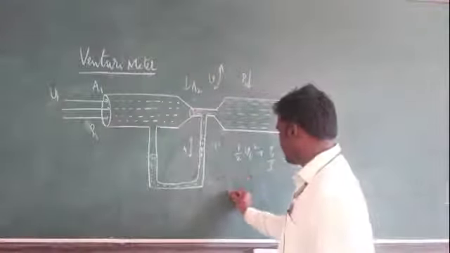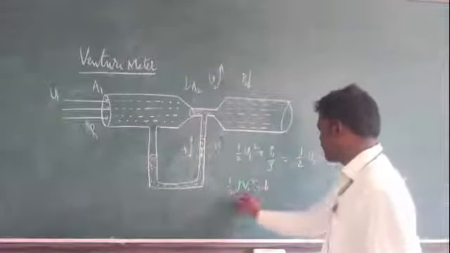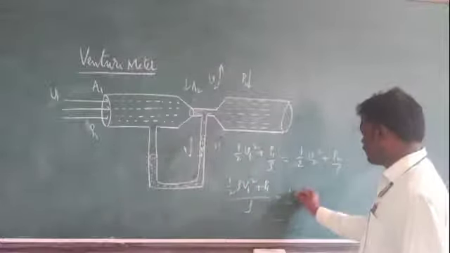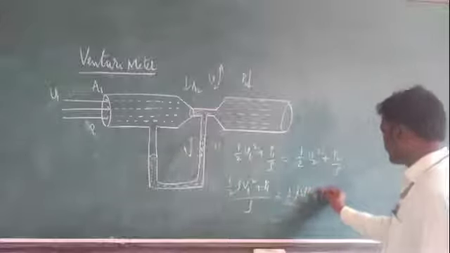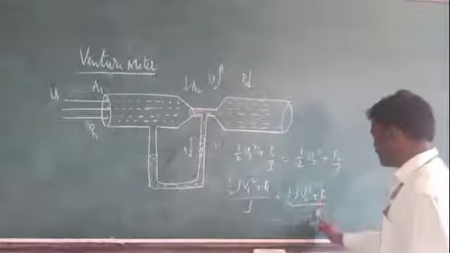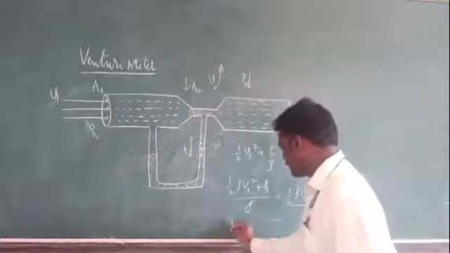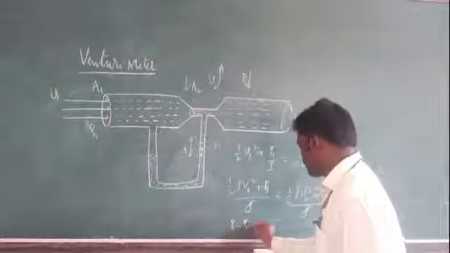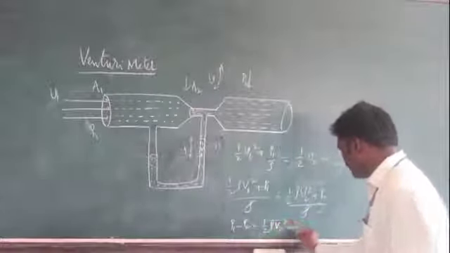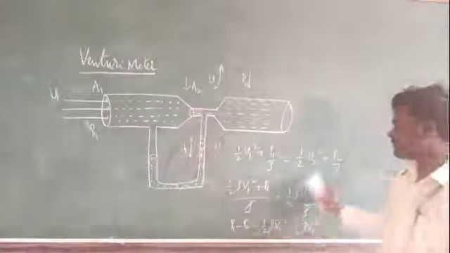So corresponding here, half rho V1 square plus P1 by rho is equal to half rho V2 square plus P2 by rho. Taking both sides, P1 minus P2 is equal to half rho V2 square minus half rho V1 square. This is the equation which comes here.